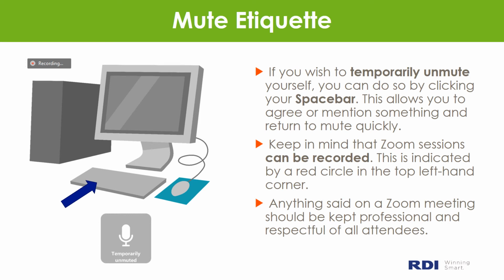If you wish to temporarily unmute yourself, you can do so by holding your spacebar. This allows you to agree or mention something and return to mute quickly. Keep in mind that Zoom sessions can be recorded. This is indicated by a red circle in the top left-hand corner. Anything said on a Zoom meeting should be kept professional and respectful of all attendees.